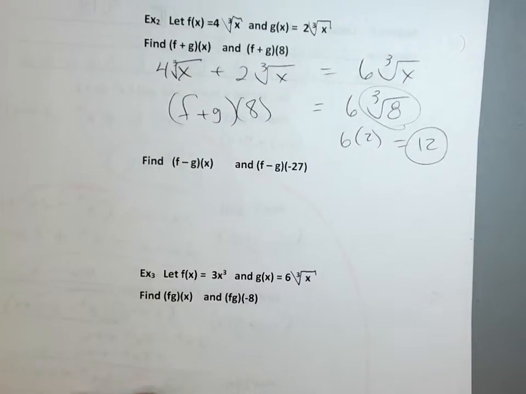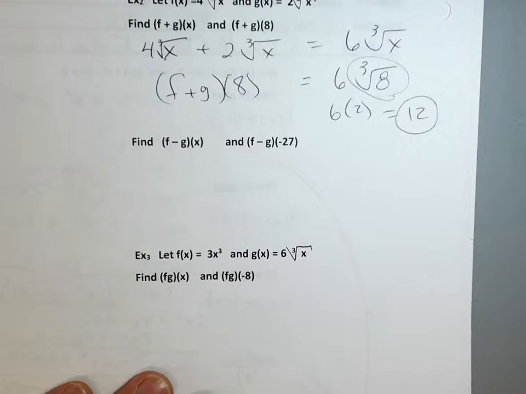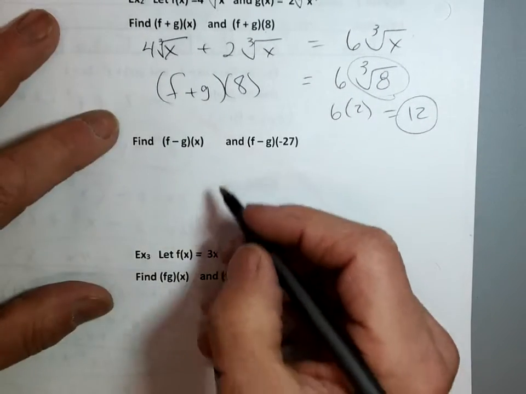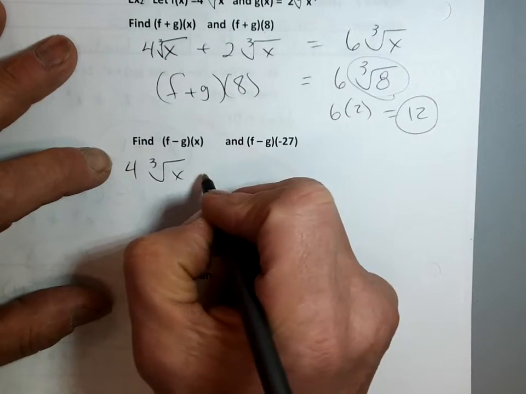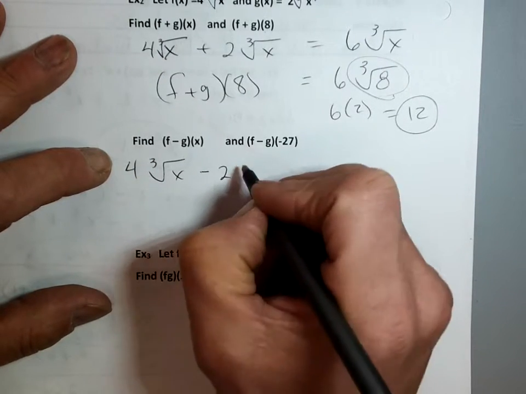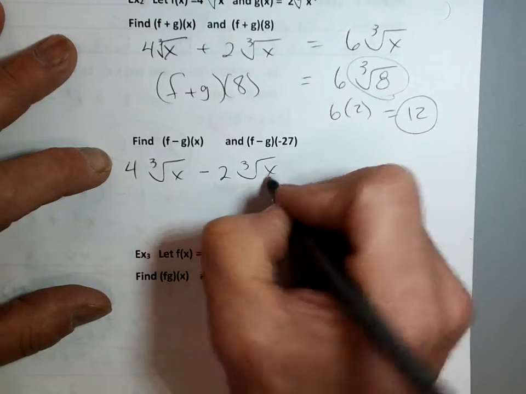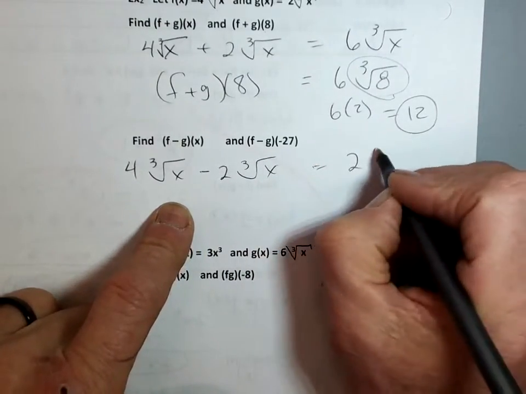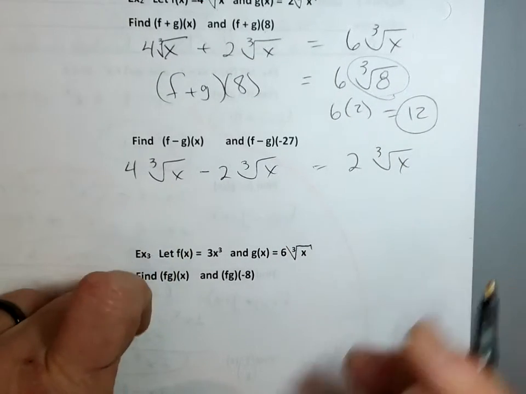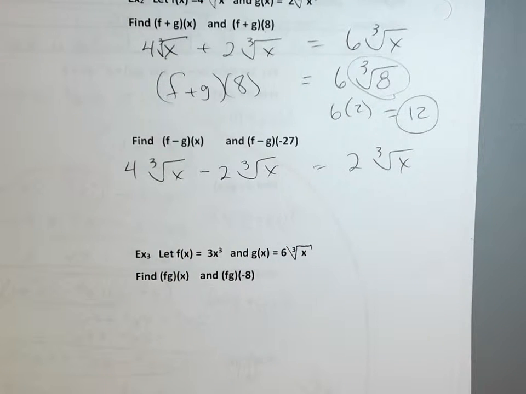All right, so what do you think about the next one? What are we going to do here? Subtraction. Yeah, so let's subtract them. Let's just take our 4 cube roots of x minus 2 cube roots of x. That's pretty easy, right? We're going to get 2 cube roots of x. Thumbs up on that one? Okay, that's not too bad.